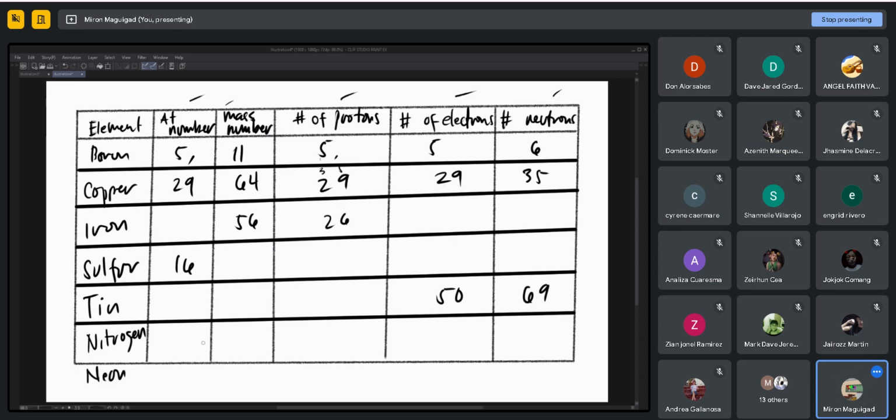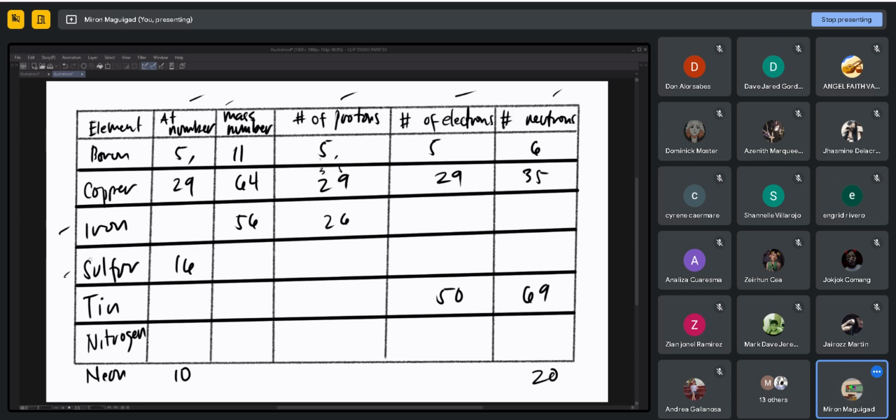Okay? So, sana nasusundan natin to. May mga tanong po ba bago ako magpasagot na ngayon? Para malinaw po. May tanong po ba? Okay, I want you to answer iron, sulfur, tin, nitrogen, and neon now.